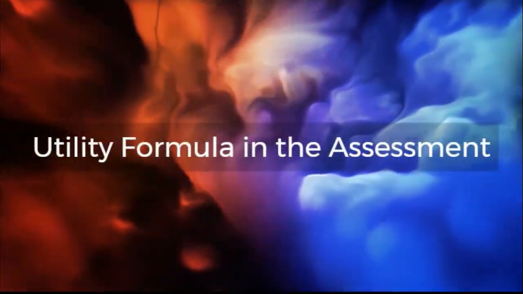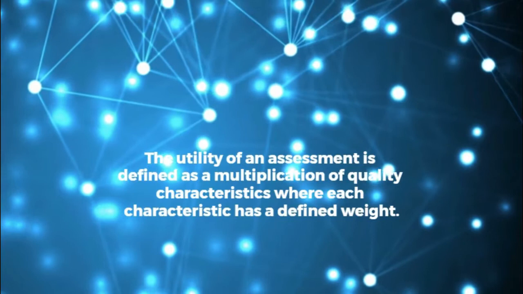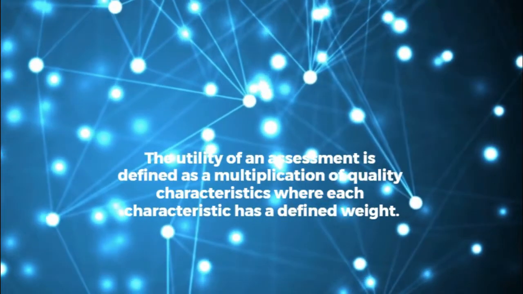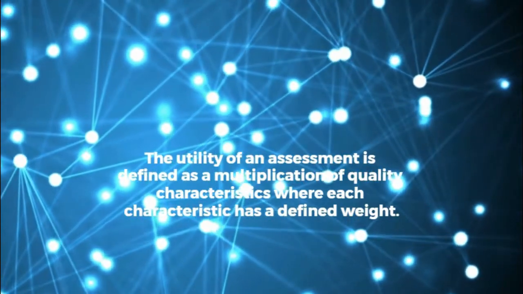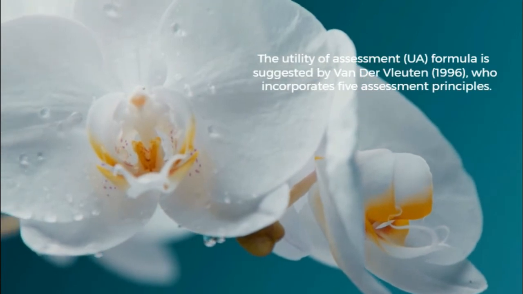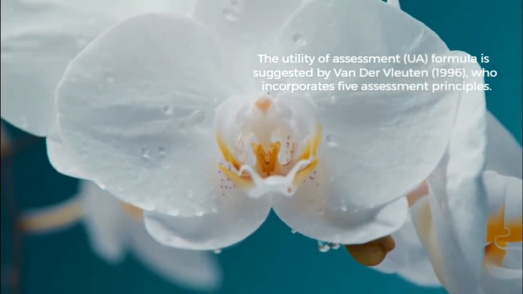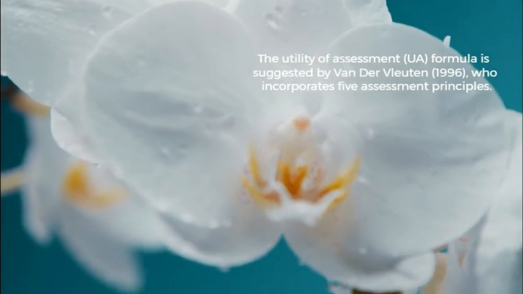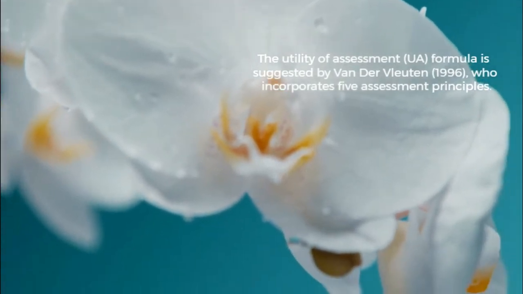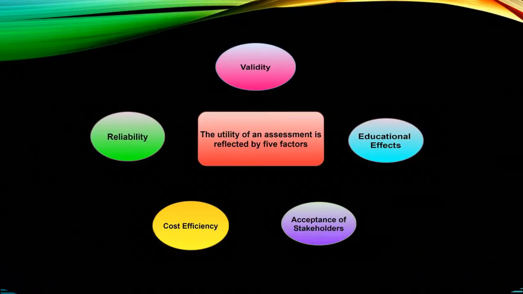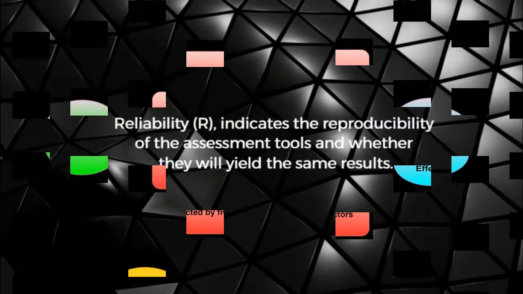Utility formula in the assessment. The utility of an assessment is defined as a multiplication of quality characteristics where each characteristic has a defined weight. The utility of assessment formula was suggested by Van der Vleuten in the year 1996, who incorporates 5 assessment principles. The 5 factors of the utility formula are reliability, validity, educational effect, acceptability, and cost efficiency or feasibility.